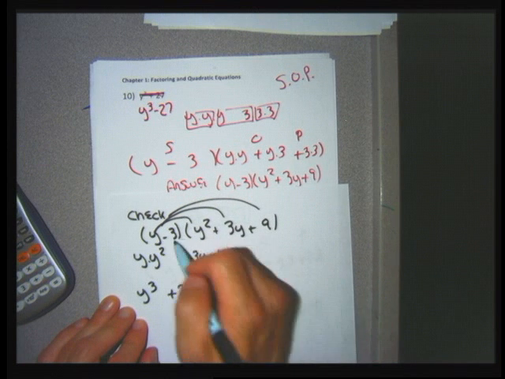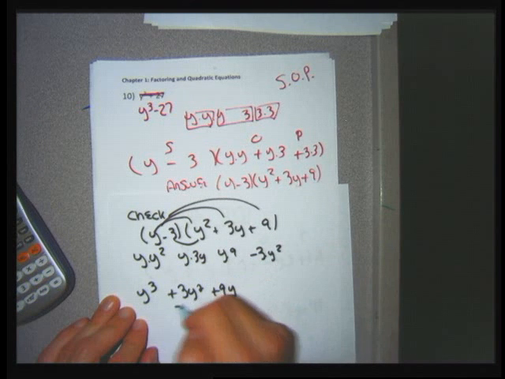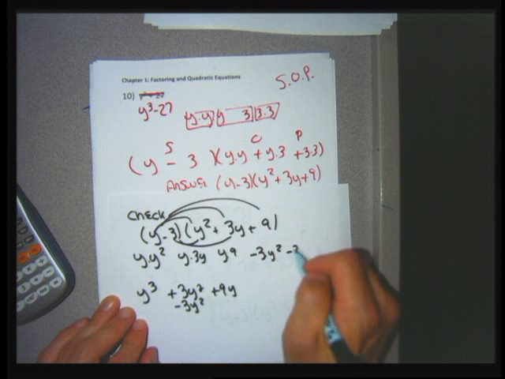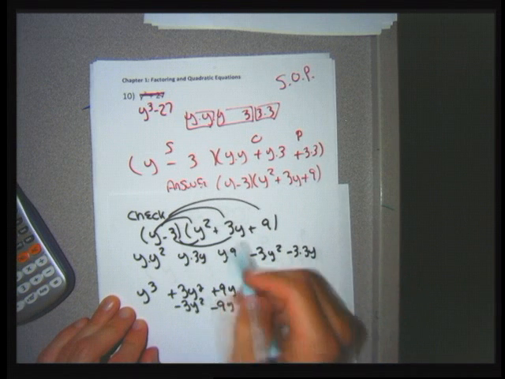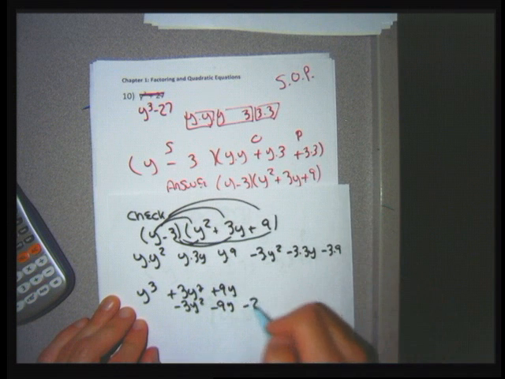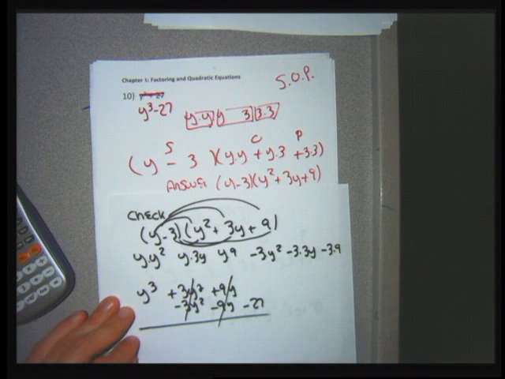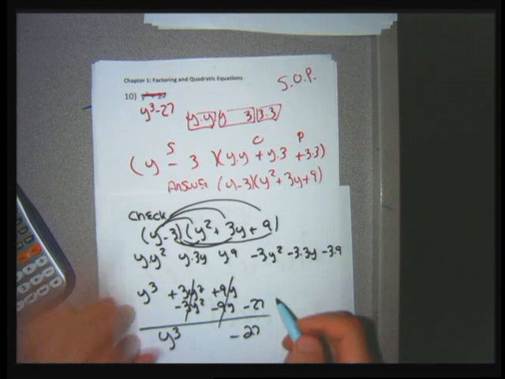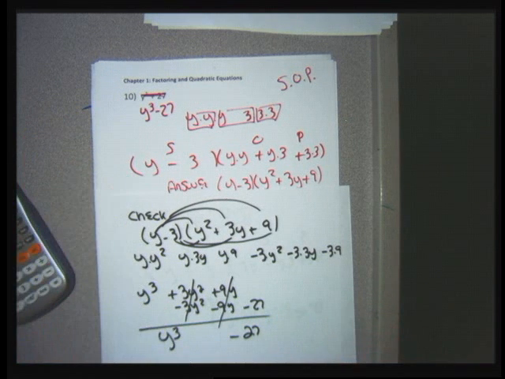Now I'll start with the minus 3. I'll go minus 3 times y squared and get a minus 3y squared, and then minus 3 times 3y and get a minus 9y, and minus 3 times positive 9 and get a minus 27. The 3y squareds and the 9y's cancel. The y cubed doesn't cancel. The minus 27 doesn't cancel. That equals exactly the original problem, so I know that problem 10 was factored properly.